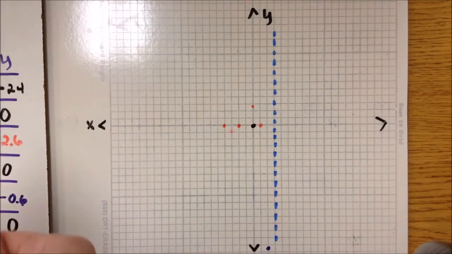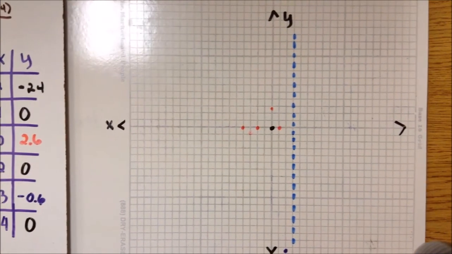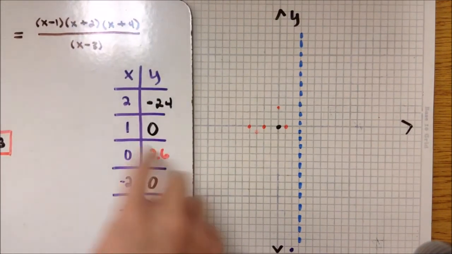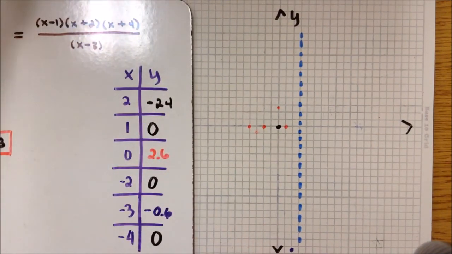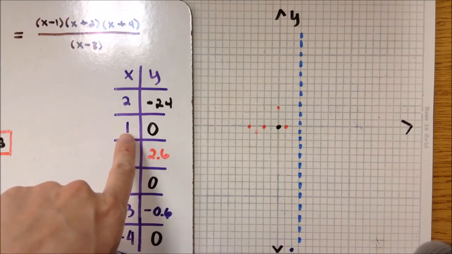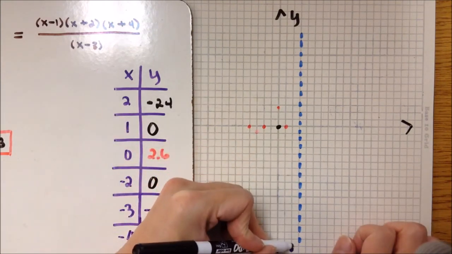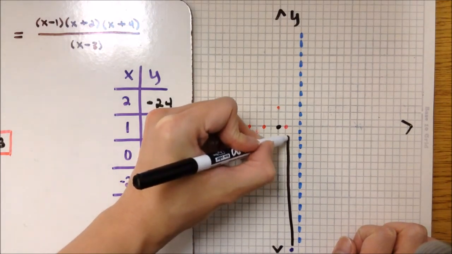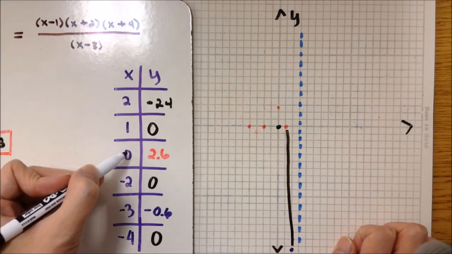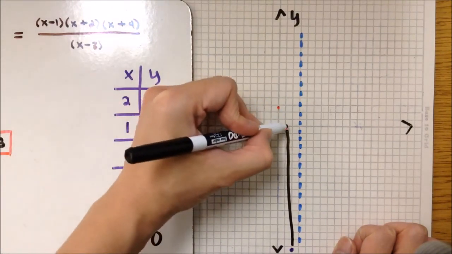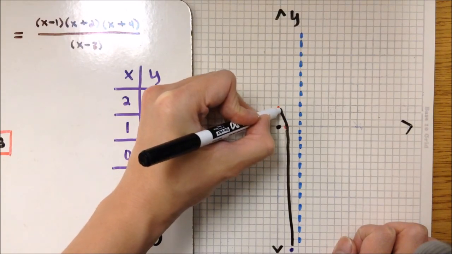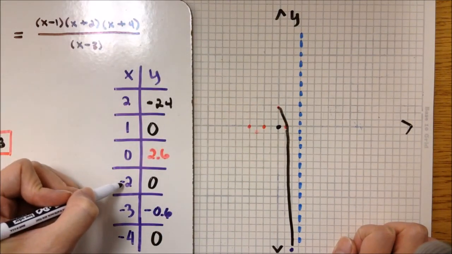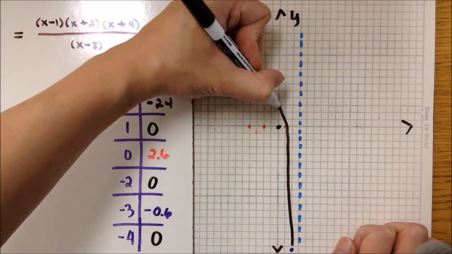Alright, so basically we're just going to follow in order. So starting with 2, negative 24, we're going to start there. And then it's going to hit 1, 0. So I'm going to go up, from this point, to 1, 0. And then I'm going to hit the y-intercept 0, comma 2.6. So I'm going to go through it. And then I'm going to do negative 2, comma 0. So I'm going to go back down.